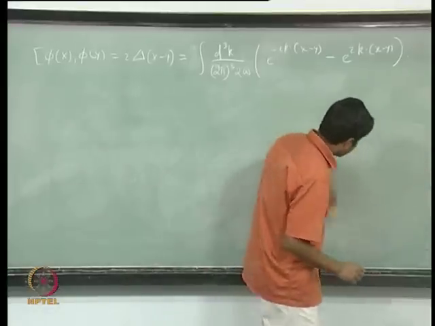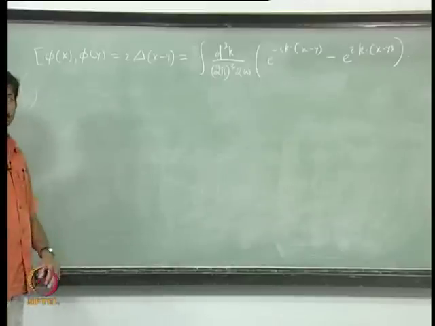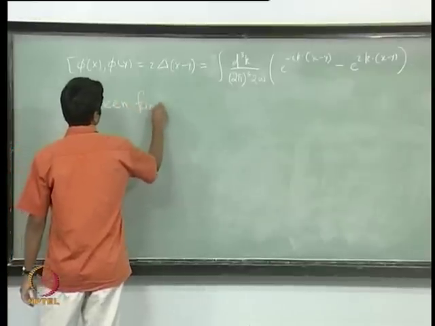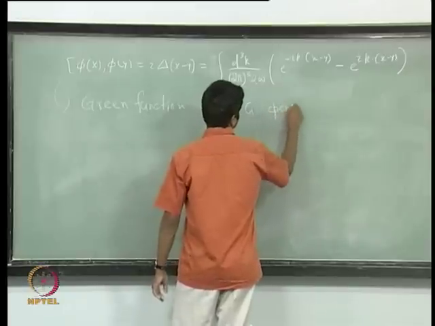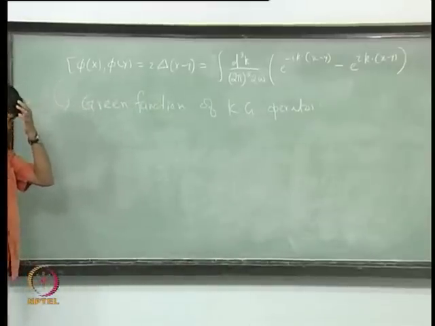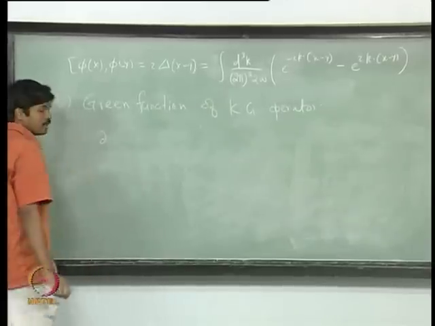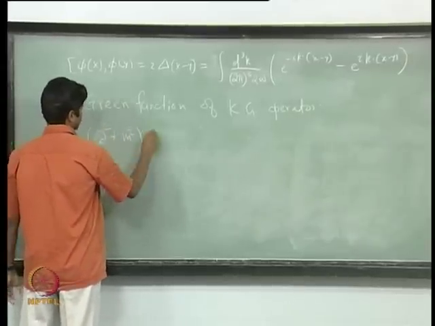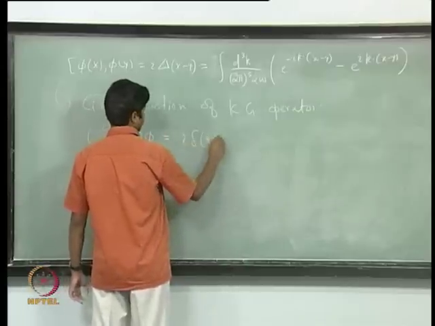And we can show that this actually is a Green's function of the Klein-Gordon operator. How can you do that? The Green's function for the Klein-Gordon operator can be obtained by solving the equation (del square plus m square) phi equal to i delta of x minus y.